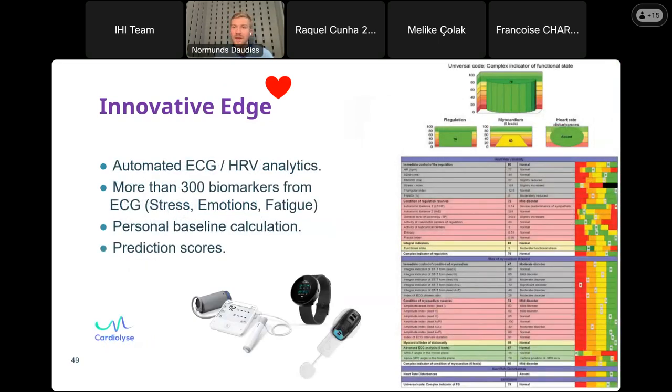Another area where we get the data from the ECG signal is, of course, the automated AI analytics that has already proven itself in early screening, as well as patient management. More than 300 biomarkers at this point have already been analyzed, and we're looking at stress, emotions, fatigue, recovery, those kinds of scores to really support the patient throughout the pathway. And this is all about the personal baseline calculation, which is aligned with the project needs here as well. You can see a visual graphic of how the calculations are happening underneath. Next slide.